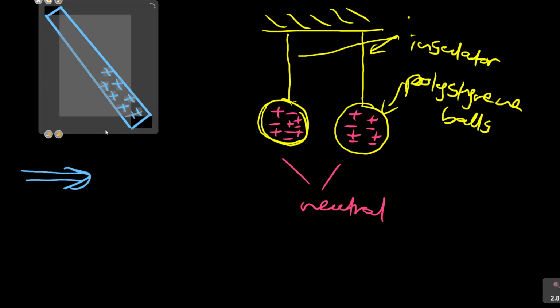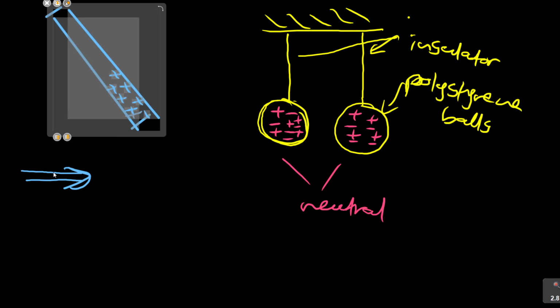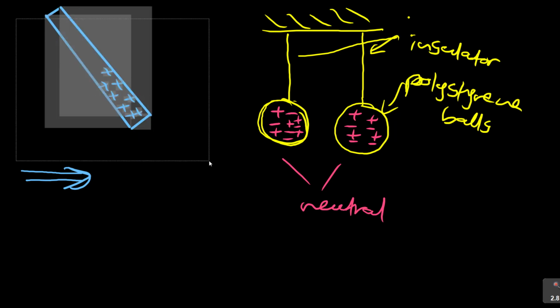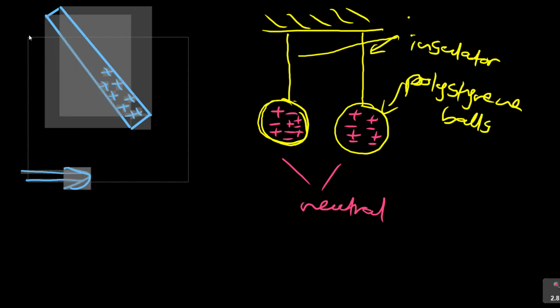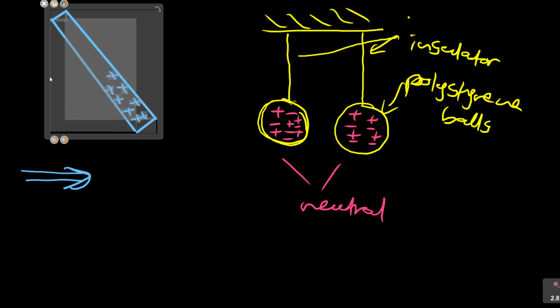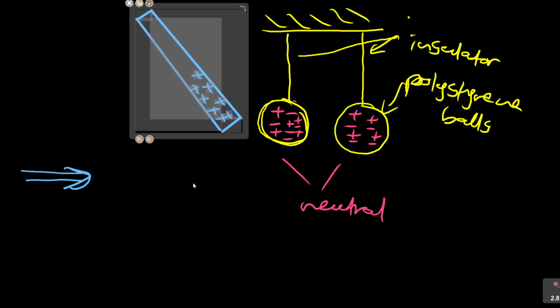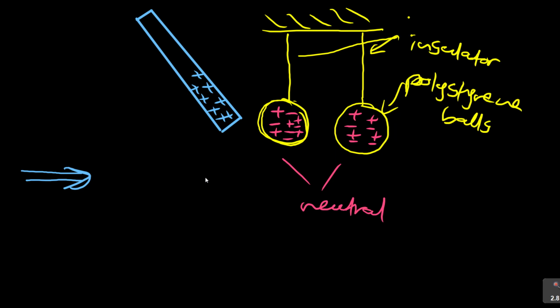The moment this guy comes closer, I didn't do what I want. I want to get everything here. Don't know why it doesn't want to give me all of it. Okay, let's try. There it is. The moment I bring this closer, then you're going to observe something now. When it's closer, remember it was neutral, but it won't remain neutral anymore.